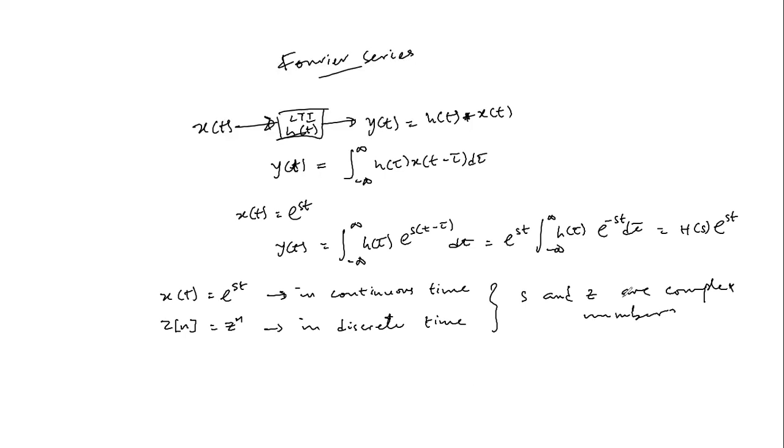Now, from this deduction, we can therefore conclude that y of t is the same as h of s e to the st in continuous time, while y of n is h of z z to the power of n in discrete time.